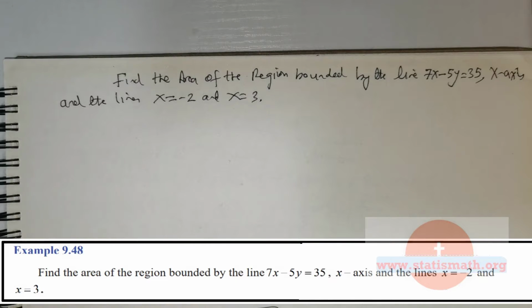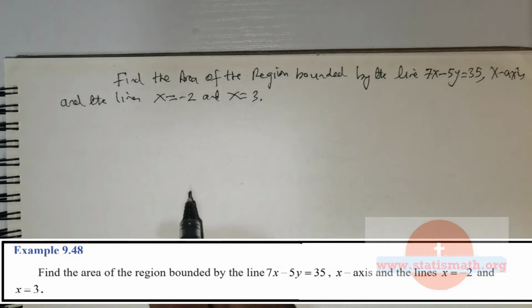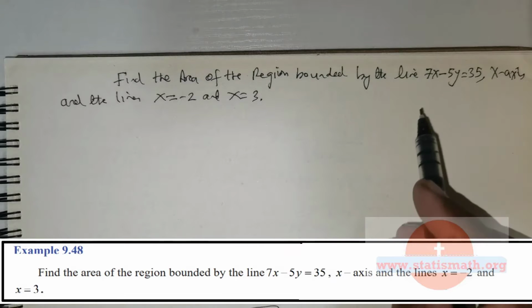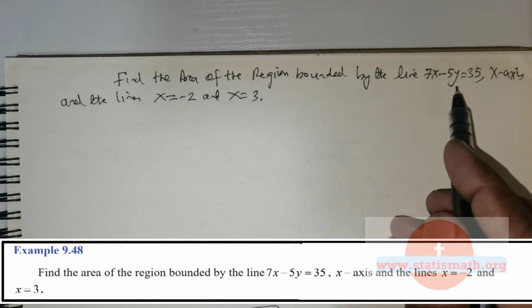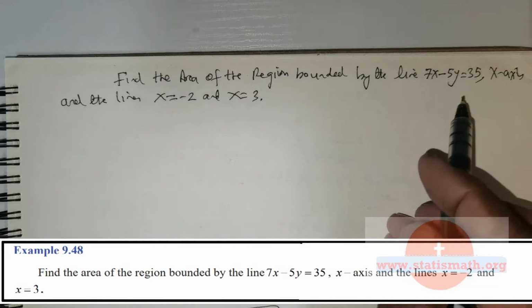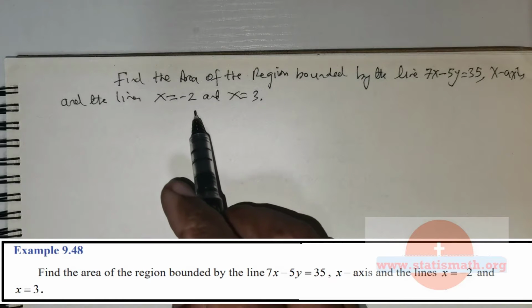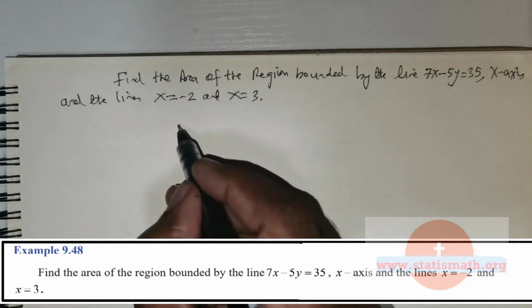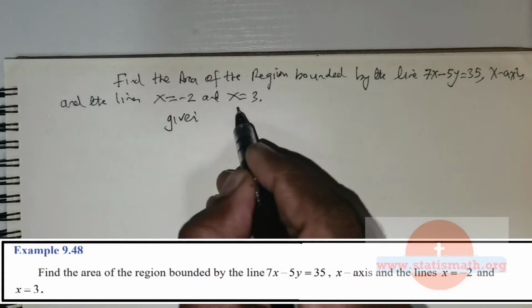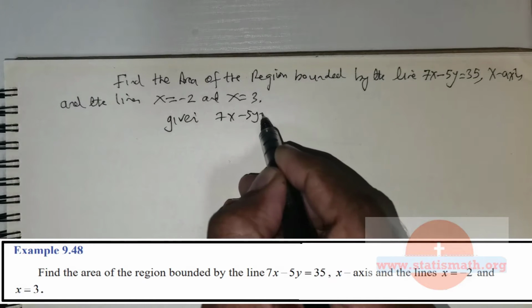Students, we are given this question. Find the area of the region bounded by the line 7x - 5y = 35, the x-axis, and the lines x = -2 and x = 3. So you are given 7x - 5y = 35.